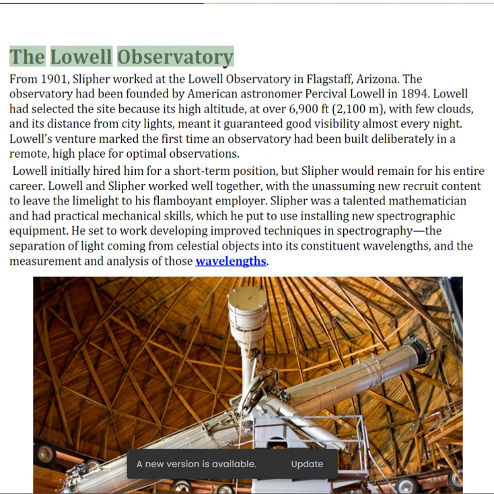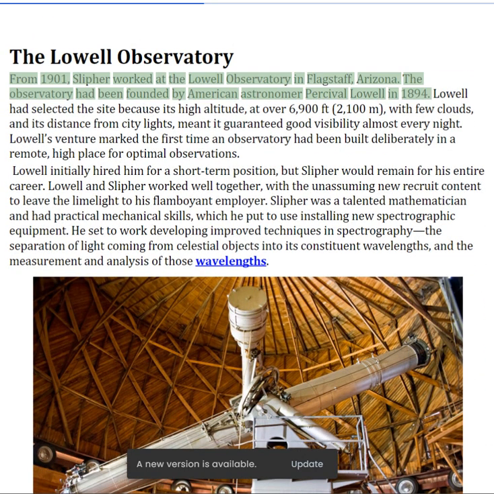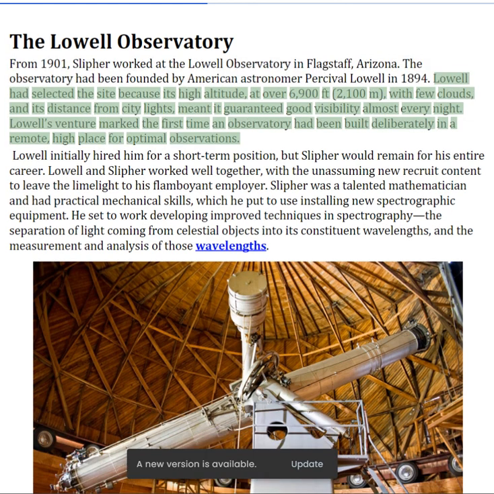The Lowell Observatory. From 1901, Slipher worked at the Lowell Observatory in Flagstaff, Arizona. The observatory had been founded by American astronomer Percival Lowell in 1894. Lowell had selected the site because its high altitude, at over 6,900 feet, with few clouds, and its distance from city lights, meant it guaranteed good visibility almost every night. Lowell's venture marked the first time an observatory had been built deliberately in a remote, high place for optimal observations.